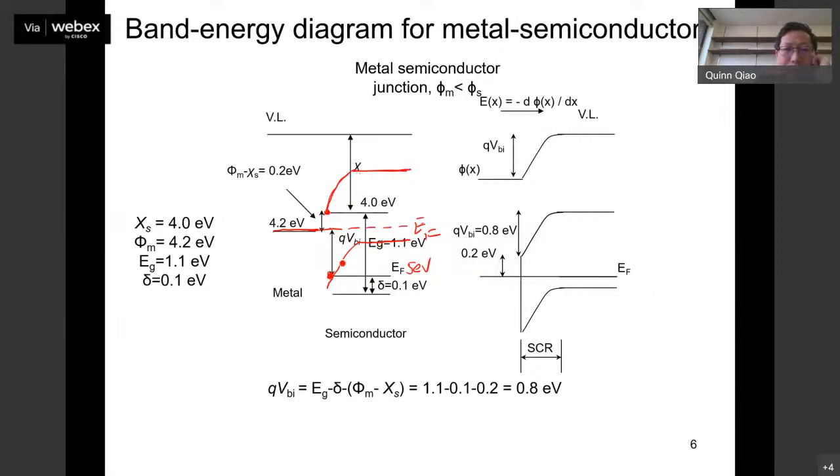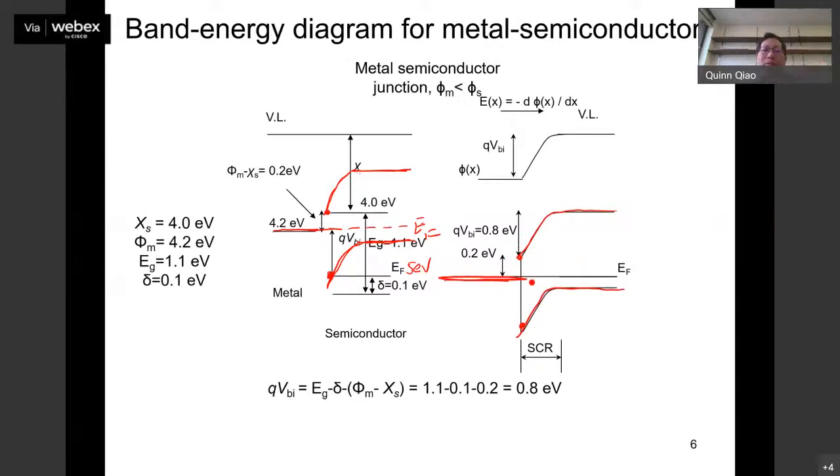Your band structure looks like this. That's the same, right? This position doesn't change, this position doesn't change, this position doesn't change. The position is still the same, right? This is the same distance there. Then your plot is like this. You see how I plot it?